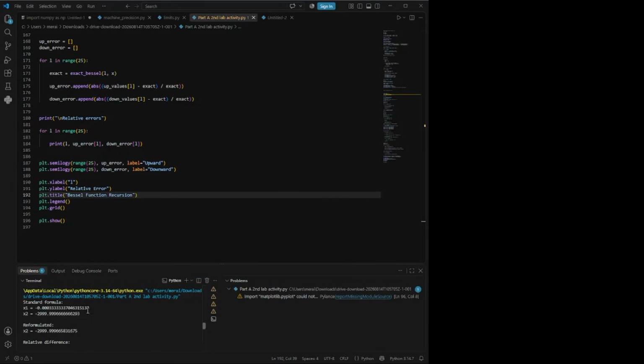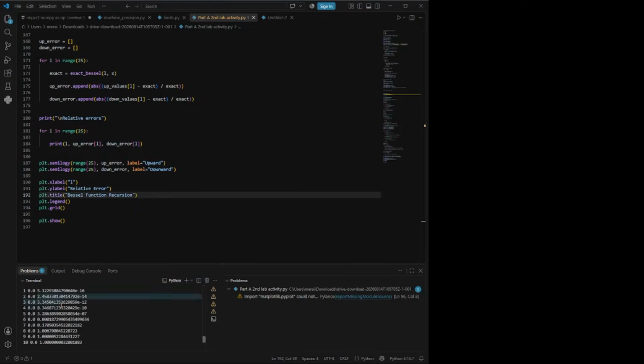The standard formula, which is x equals this one, and then my reformulated formula is x2 equal to negative. Then my relative difference. Now for my part A2, my direct, and so on and so forth. This one is for my upward recursion. As you can see, it keeps increasing at first, but then it goes down. Now this is my downward recursion. Downward recursion is much more stable than my upward recursion.